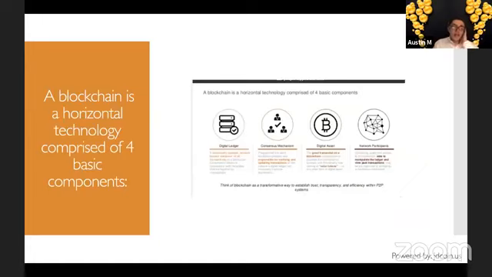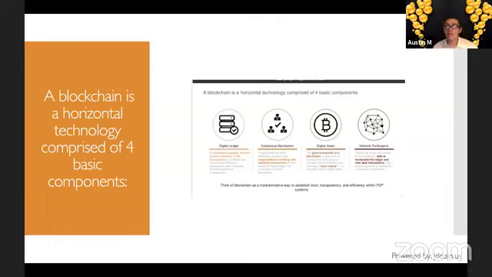So a blockchain is horizontal technology. It's comprised of four very basic components. First we have the digital ledger, which is a continually updated, network-hosted database of all of the transactions on a blockchain. It's comprised of blocks of transactions with metadata chained together using cryptography.